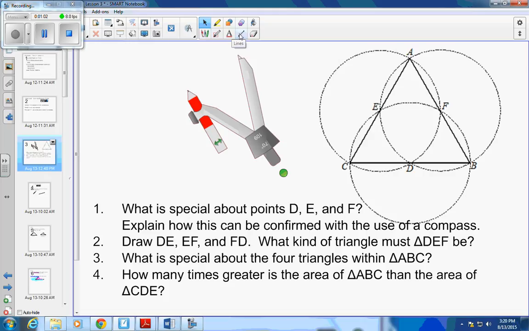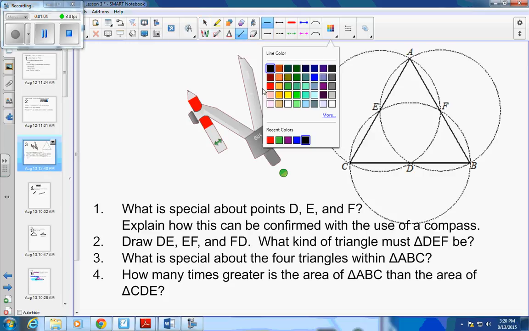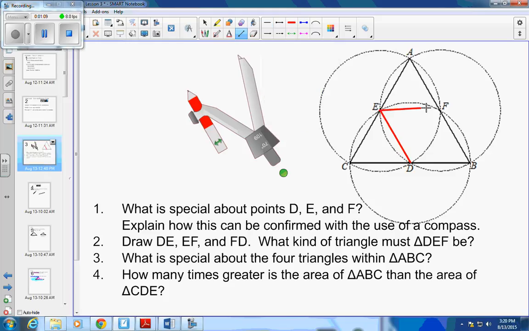This is the part I said to use a different color, and I'm going to use red because that's what I asked you to use. So draw D to E, draw E to F, and draw F to D, and I said to use a straight edge, so I did. What kind of triangle must DEF be? DEF should be an equilateral. So the first answer here should be midpoint. This one should be equilateral.